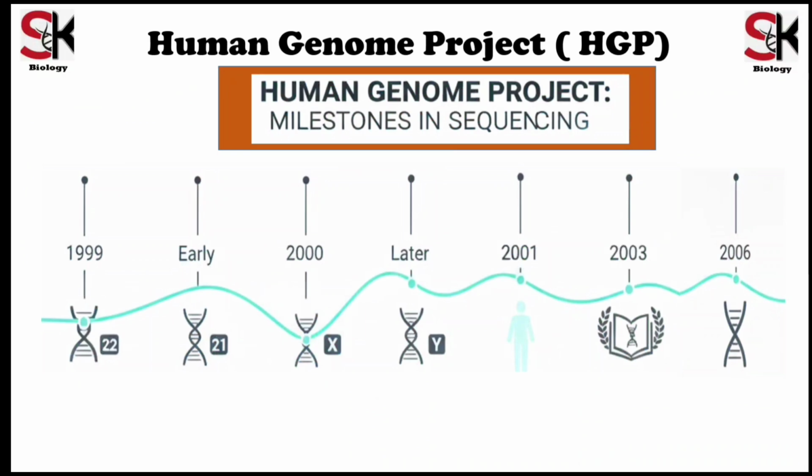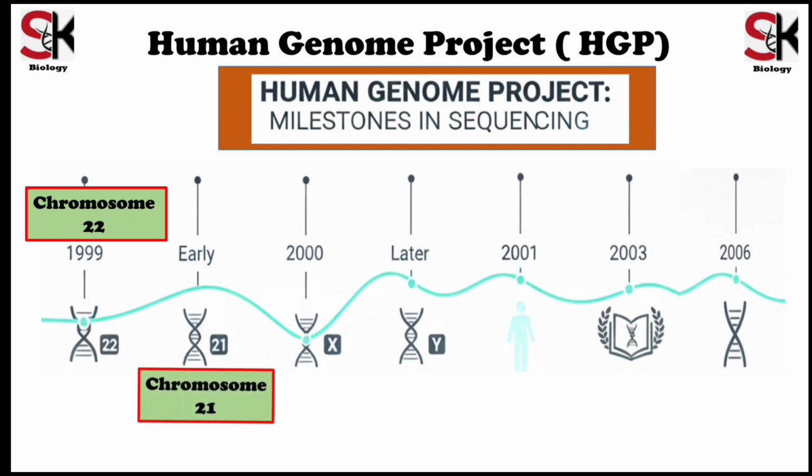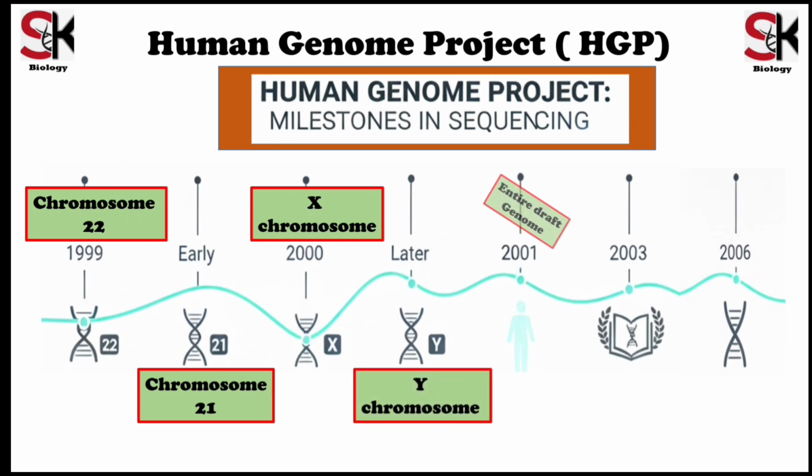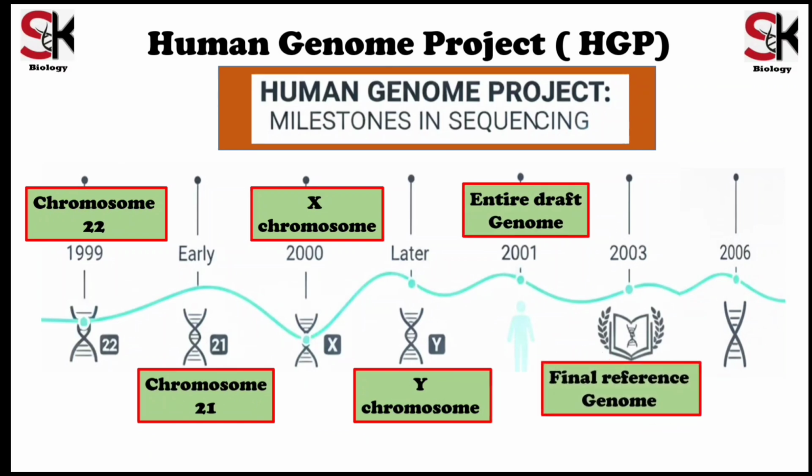Let us discuss them. After starting HGP, first milestone was in 1999, in which a chromosome was completely sequenced. Then in early 2000, chromosome 21 was sequenced fully. In late 2000, we got full sequence of chromosome X. In the same year later, chromosome Y was sequenced. In 2001, entire draft of human genome was ready, which scientists declared in 2003. In 2006, chromosome 1 was completely sequenced and annotated.